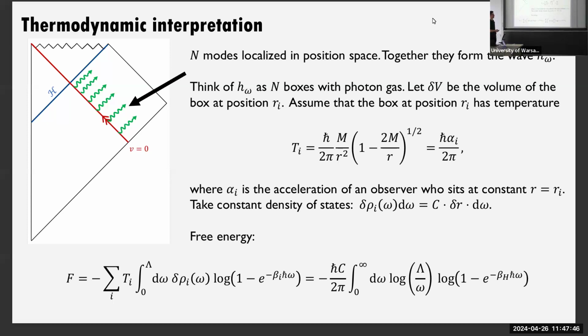That's just an interpretation, and if I have such a system of boxes with different temperature along the shockwave, it will have some density of states, and I can calculate the free energy of such a system. So I sum over all positions r here, and it turns out that for suitable density of states, I can recover this log term as a kind of effective density of states times the standard term for the free energy of a gas at a Hawking temperature.